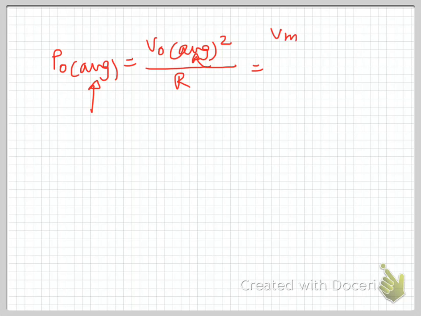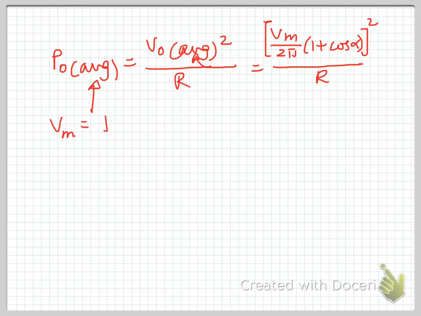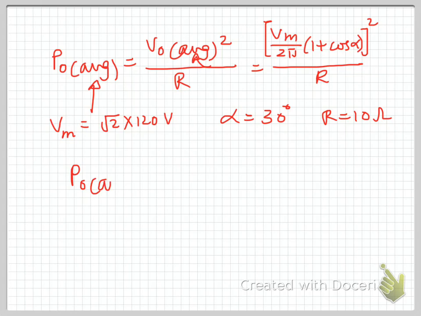It's Vm over 2 pi times (1 plus cosine of alpha), and then you take the square of that divided by R. Now your Vm is the peak value of the source, which is square root of 2 times 120 volts. Alpha is 30 degrees, so we have to make sure that the calculator is set in degrees, and R is 10 ohms. If you plug in all the values, then your PO average is expected to be 254 watts approximately.